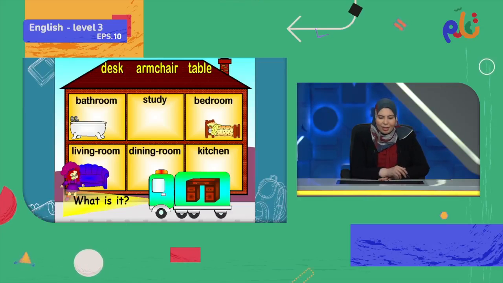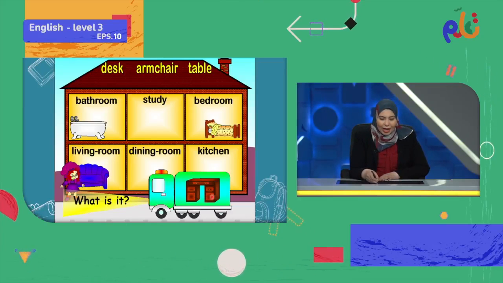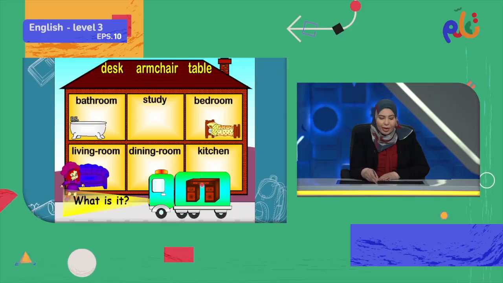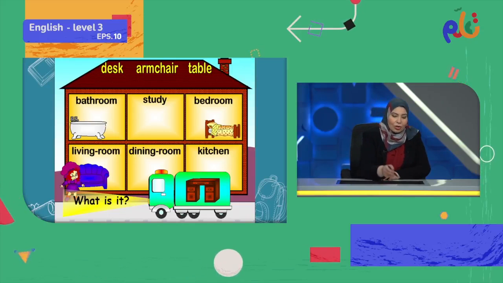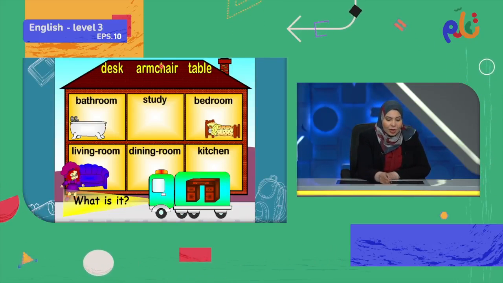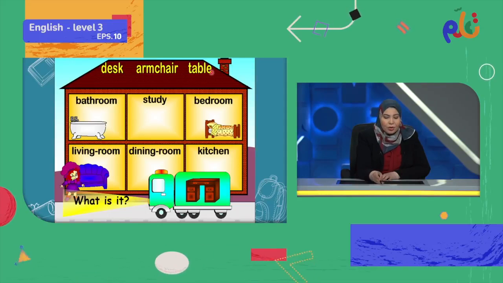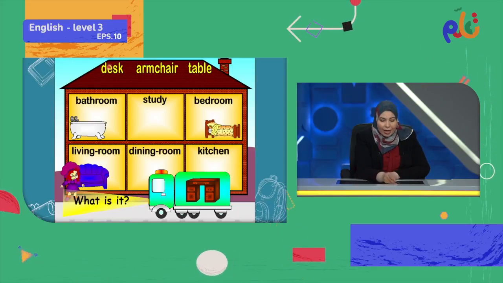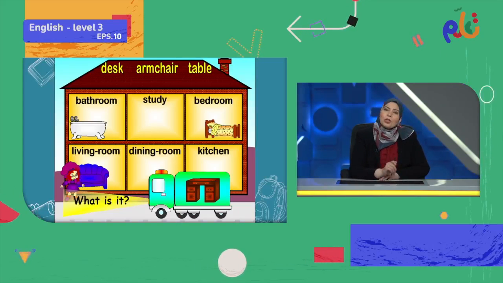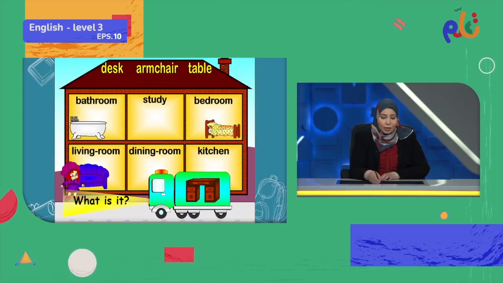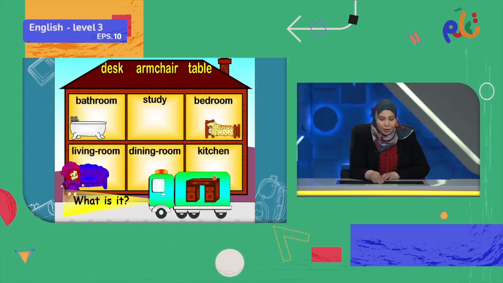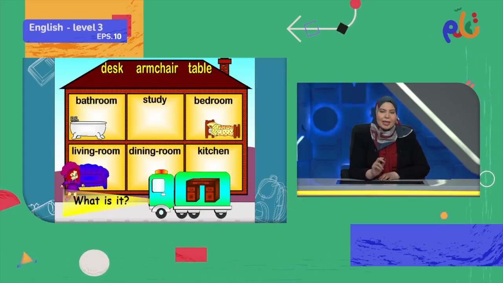And the delivery is here again. And for this delivery, we have a, let's look, desk, armchair, or table. So we have desk, armchair, or table. Which one do you think it is? Exactly. So for this piece of furniture, it's a desk.